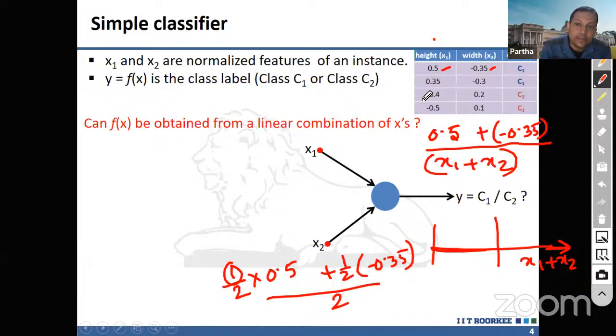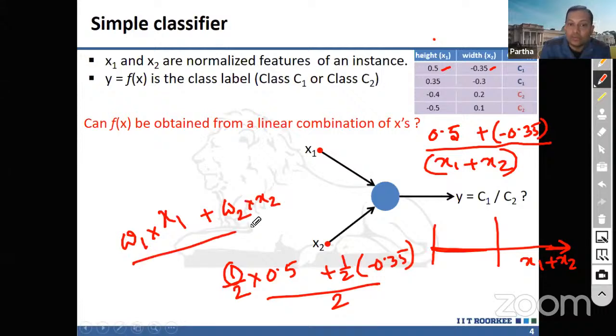So can I make some weightage of these features? I can say w1 into x1, some weightage w1, and another weightage w2 into x2, and then whatever information I have, I can make a threshold. Is that also possible? That's a simple linear combination. I'm just combining these features with some weighted values, and then I take a threshold to predict whether the class is C1 or C2.